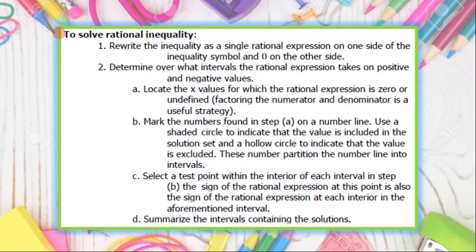To solve a rational inequality, we have the following steps. Number 1, rewrite the inequality as a single rational expression on one side of the inequality symbol and 0 on the other side. Number 2, determine over what intervals the rational expression takes on positive and negative values. And we have the 4 steps here.